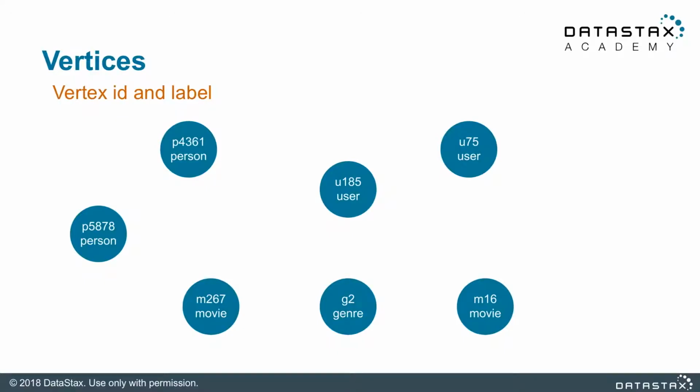Each vertex in a property graph has a unique ID that is specified by a graph creator. The name of the ID type for DSE Graph is a user-defined vertex ID. Each vertex also has a label that generally denotes a type of an entity that a vertex represents. In this illustration, we have 7 vertices with labels: movie, person, user, and genre. All of these vertices have unique IDs, such as M267 or P4361.